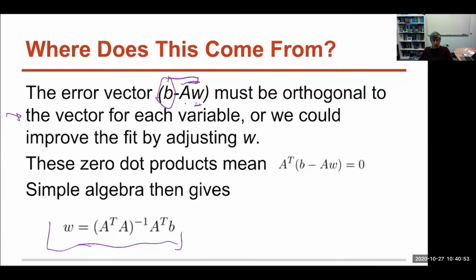So we end up in a world where basically these points times the residuals, the dot product of these things, has got to be 0. And by rearranging the terms and solving for it, that's where this comes from. So if you believe that the error vector must be orthogonal to the vector for each variable, this expression comes relatively simply. Any questions?